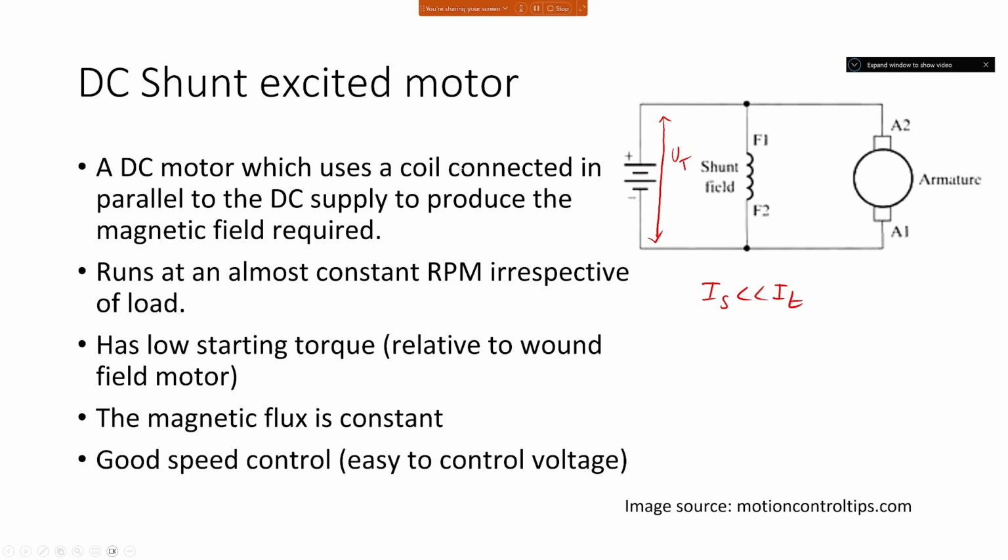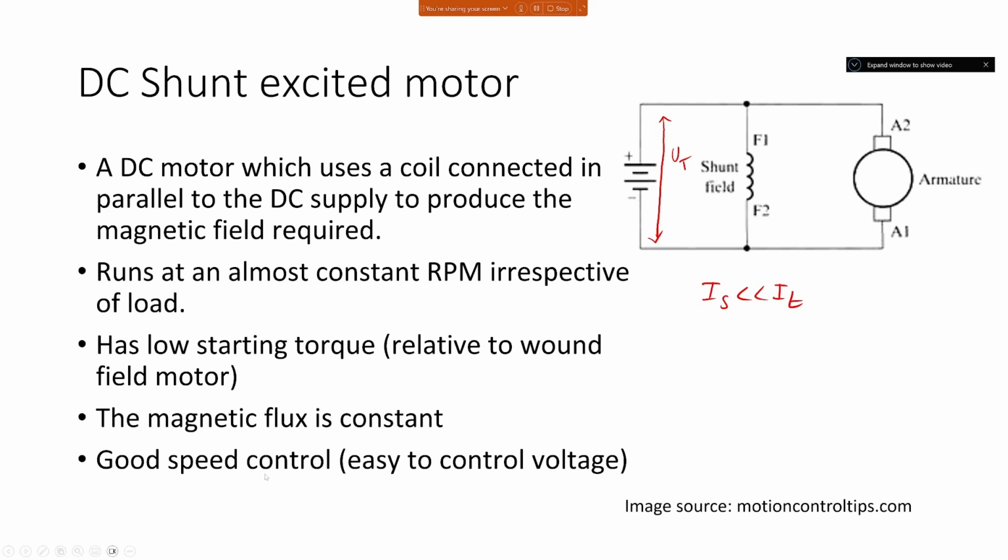So, like I mentioned, the coil is connected in parallel to the DC supply to produce the magnetic field. It runs at almost constant RPM, irrespective of power and irrespective of load. It has a lower starting torque compared to the wound field motor. The magnetic flux is constant because the shunt field is always getting the same total voltage if you have a battery, and it's always making the same magnetic field irrespective of what speed you are running or what load is there. In this way, the wound field is better because in the wound field, if you have a very high load, then the field created is stronger, and at a lower load, the field created is weaker.